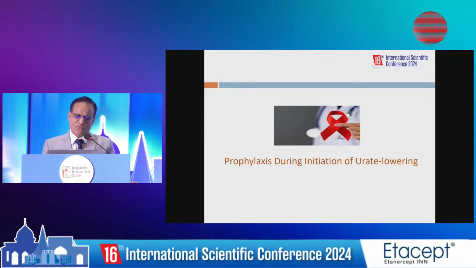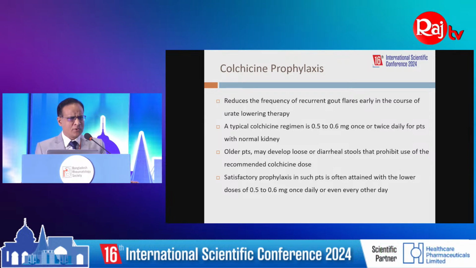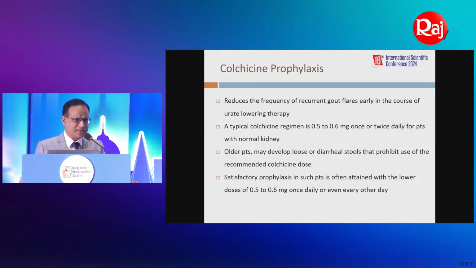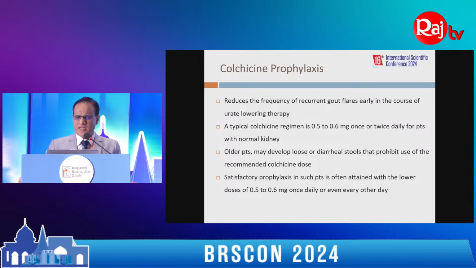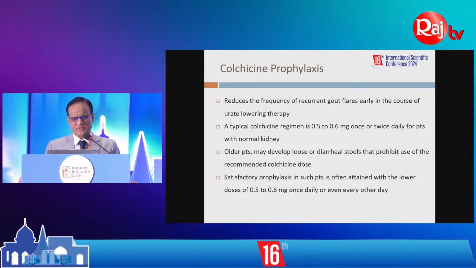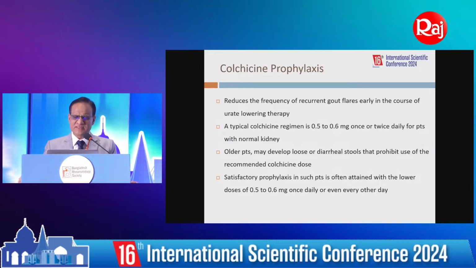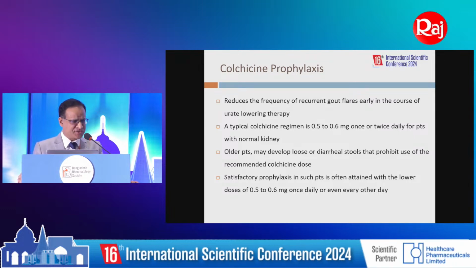Now come to the prophylaxis during initiation of urate lowering therapy. Most commonly we give colchicine prophylaxis unless it is contraindicated. It reduces the frequency of gout flare early in the course of the treatment. The typical colchicine regimen is 0.5 to 0.6 milligram. In our country a 0.6 milligram tablet is available, that's why we are using this tablet.